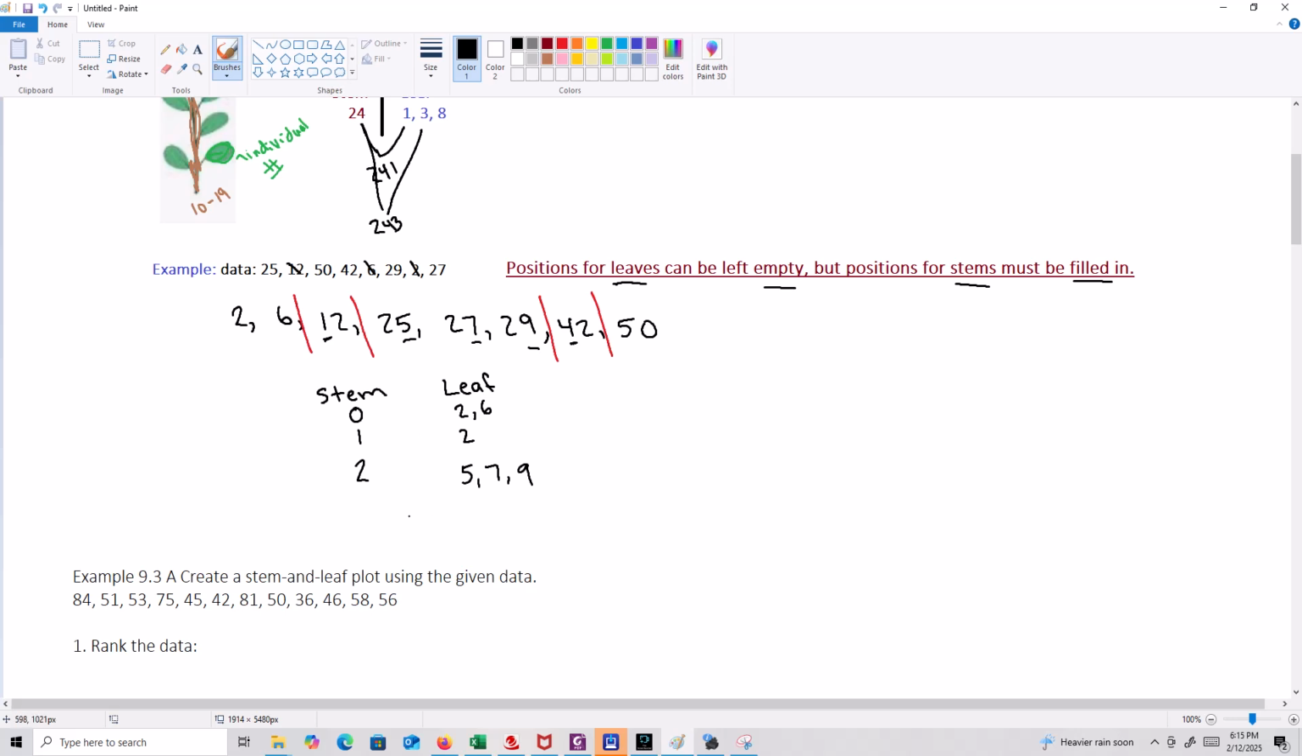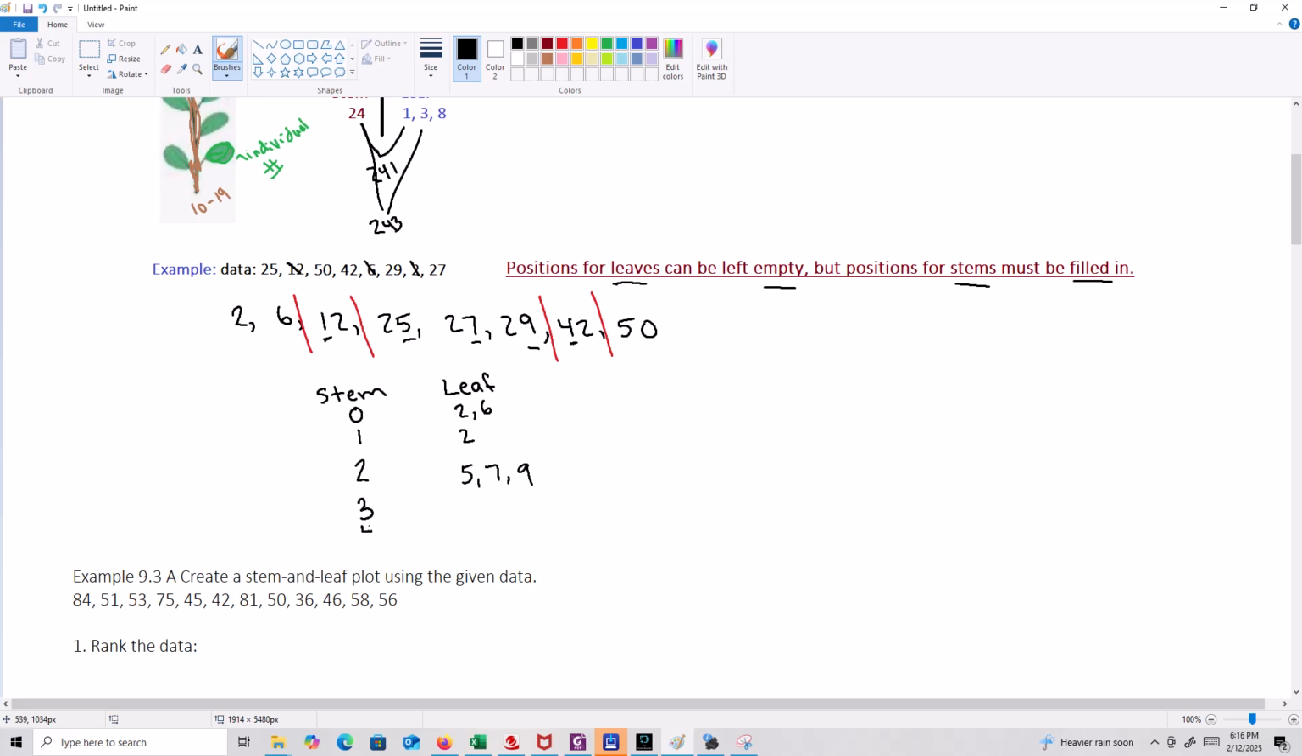The next stem is 4, but we can't forget that the positions for leaves can be left empty, but the positions for stems must be filled in. There would be a gap between 2 and 4. I have to fill in my stem of 3, even though I don't have any data that represents that. There were no data elements that had a 3 in the tens place, so I leave the leaves for 3 blank.